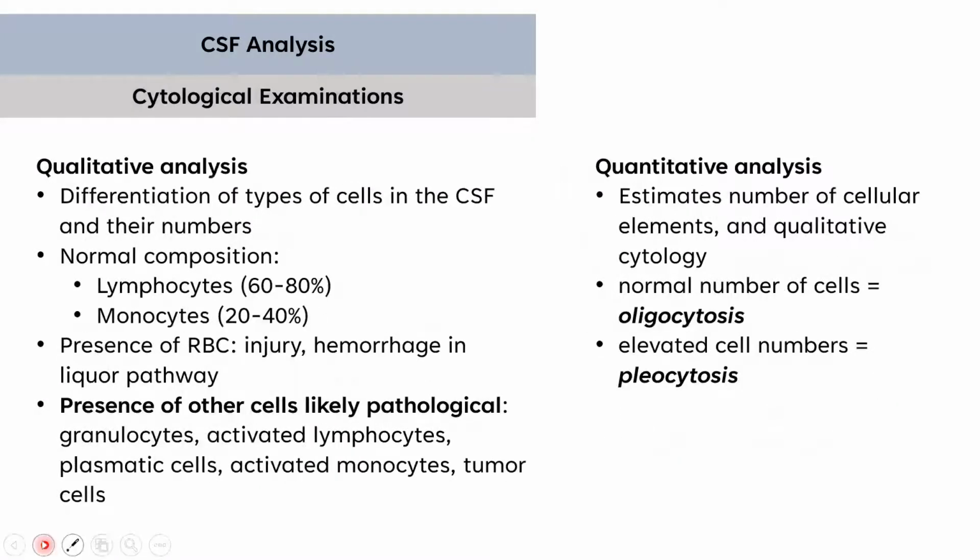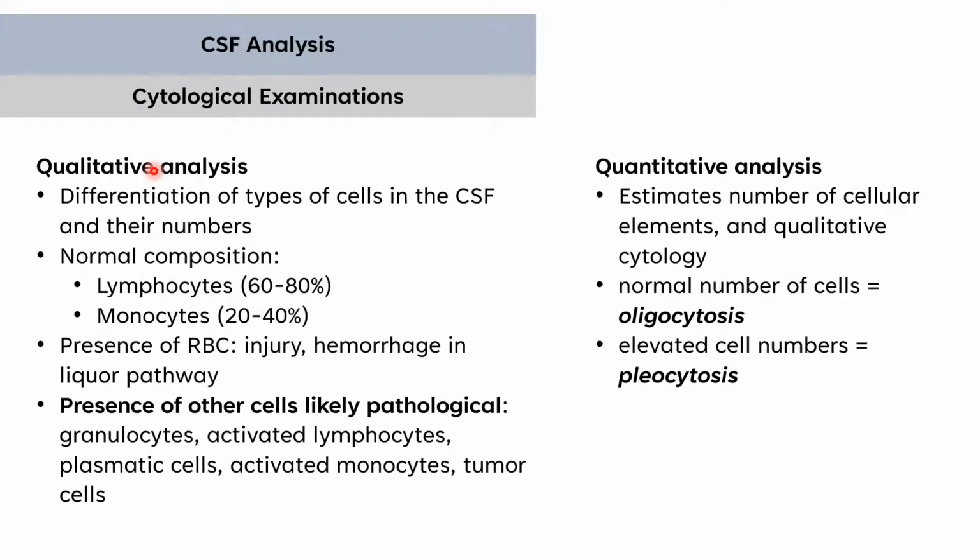Now, the last analysis approach is cytological, meaning that we look at cells. So what cells can we find in the CSF? There are two ways to do this. First, you can count the cells, and that is called quantitative. Quantitative means you count how many cells there are. The second approach is qualitative. So we don't just count, but we look at the type of cell, the differentiation. What different cells can we find inside the sample?